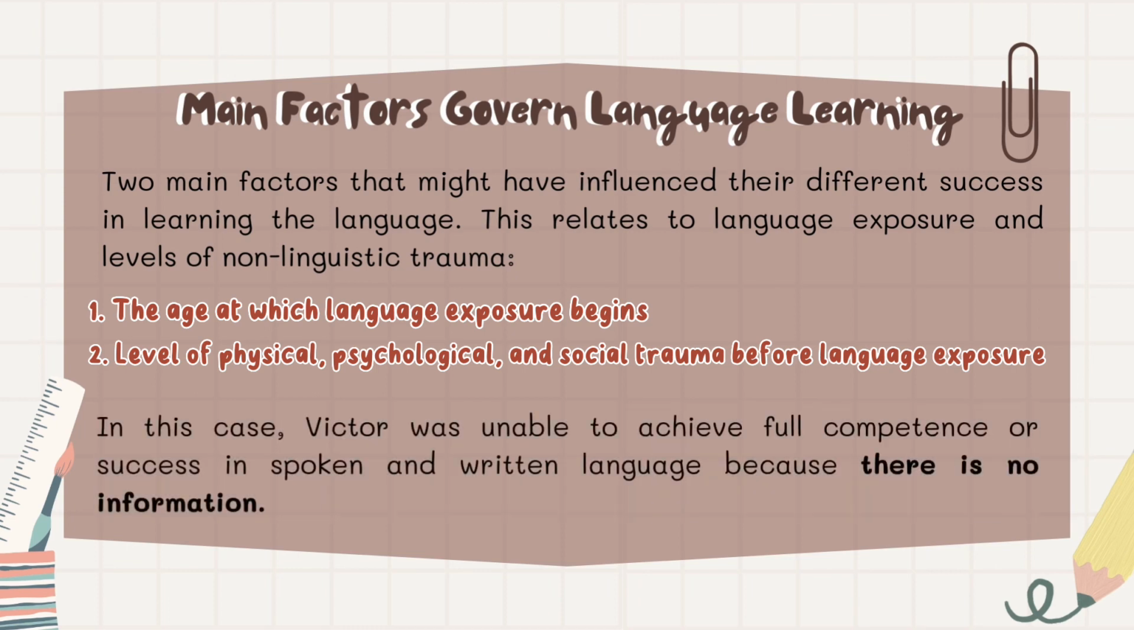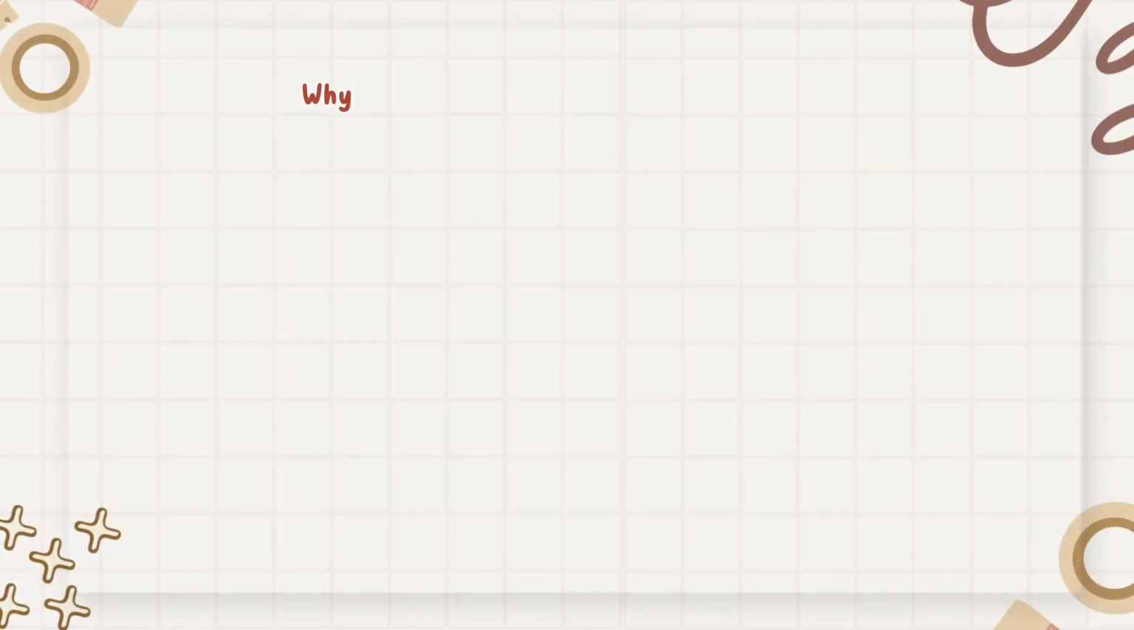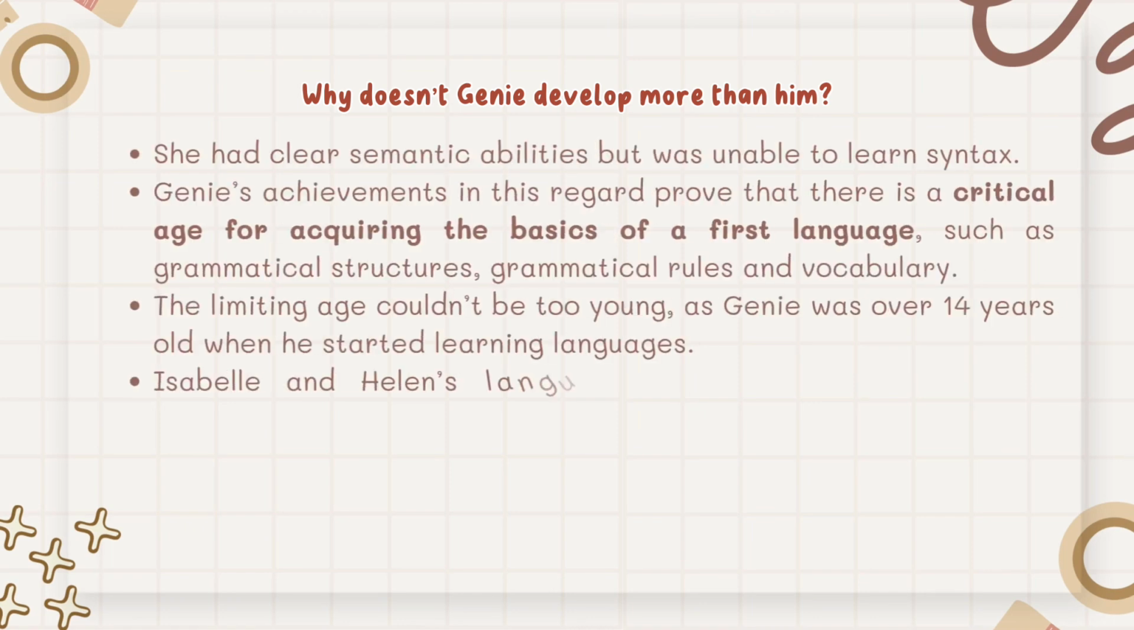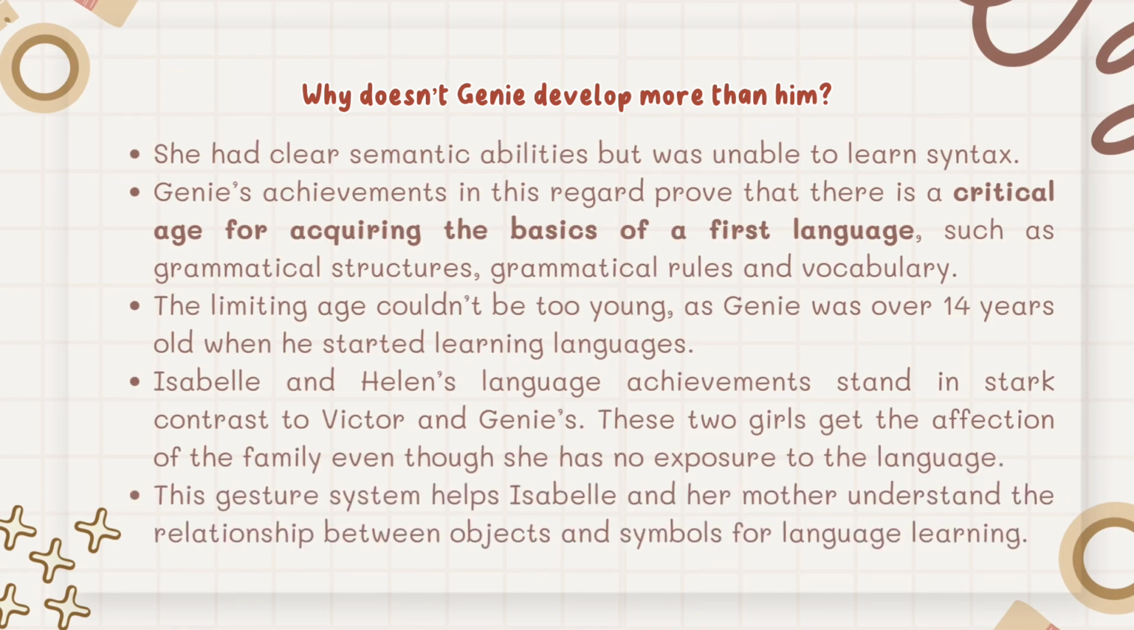In this case, Victor was unable to achieve full competence or success in spoken and written language because there is no information. Why doesn't Jenny develop more than him? Jenny has significant speech comprehension. This is the following explanation.